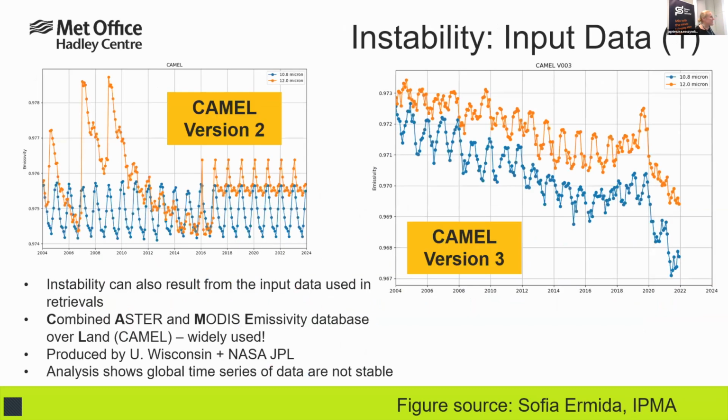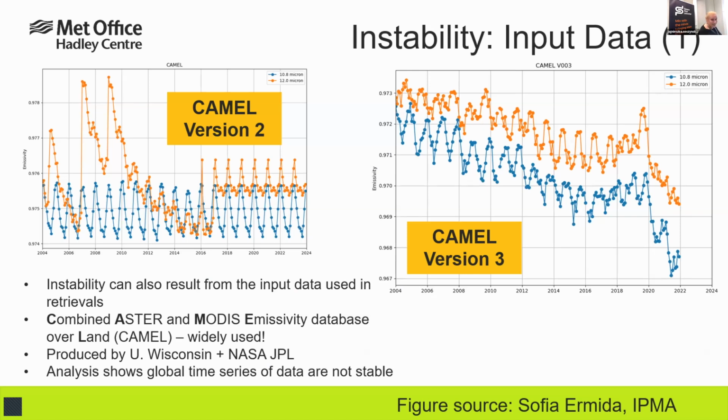Something else to think about is instability in input data. This is something that's been discovered relatively recently. This is an emissivity data set. Many of you may have heard of it already. It's called CAMEL. There's version 2 on the left and version 3 on the right. This is a global plot of the average emissivity produced again by my LST-CCI colleague, Sofia from IPMA, who'll be speaking again tomorrow. You can see that this data set is very unstable. So, of course, when you put this in your LST retrieval, it's going to be unstable.